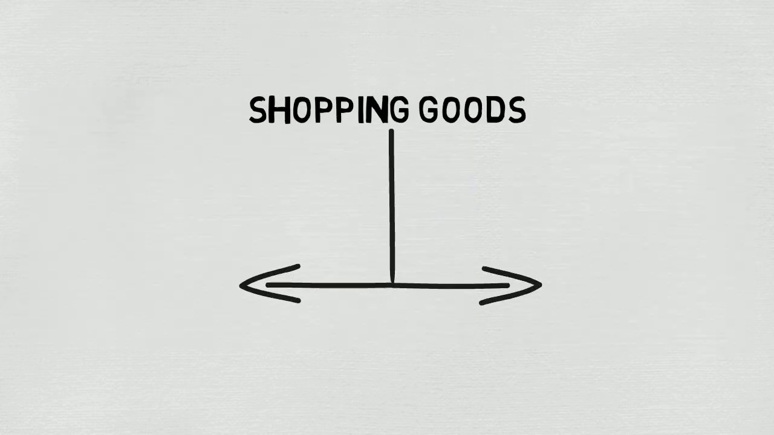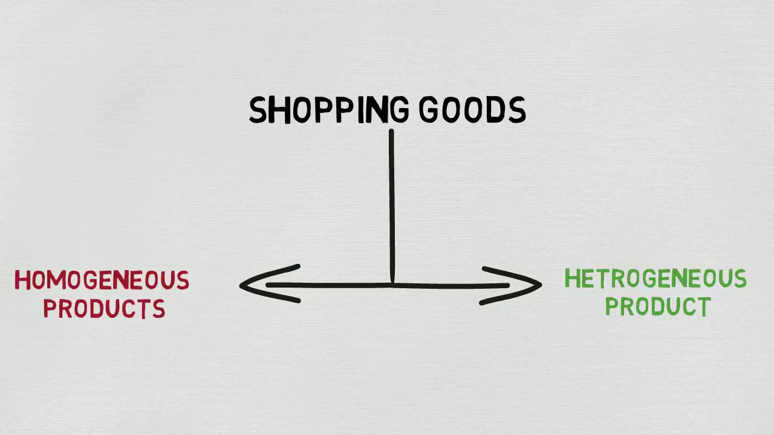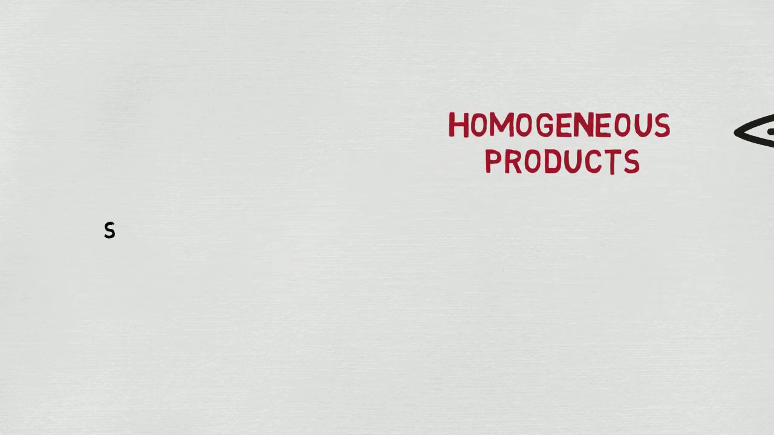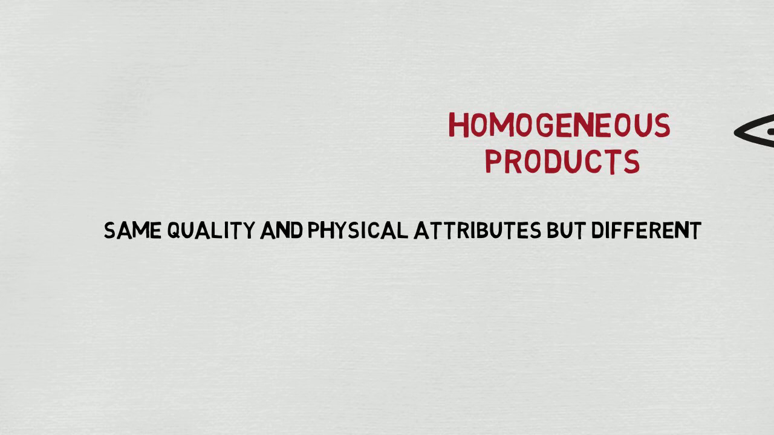Shopping goods are of two types, homogeneous products and heterogeneous products. Homogeneous shopping products are ones which fall in the same product category. There are only certain features which can differ between two homogeneous shopping products.